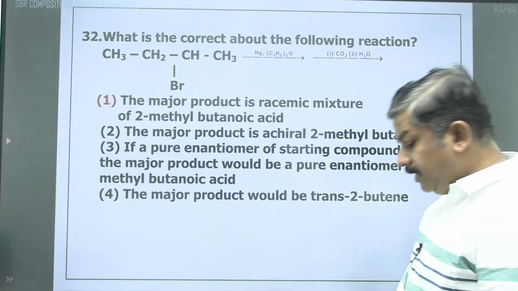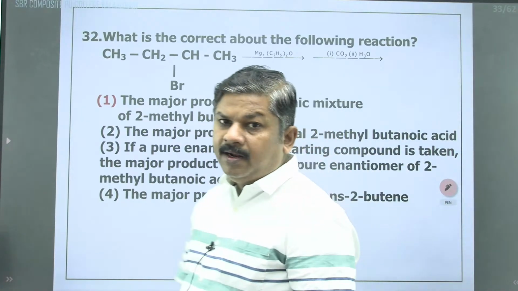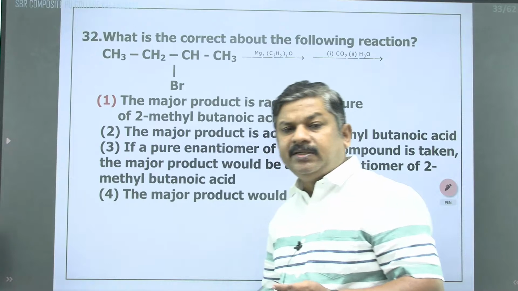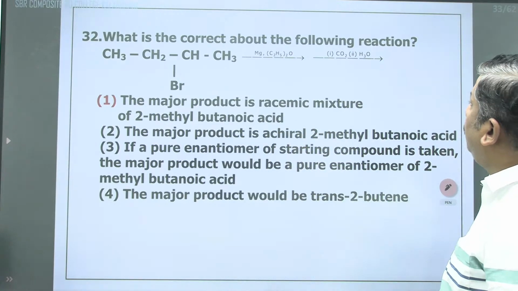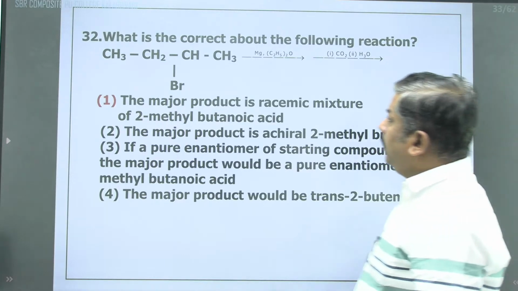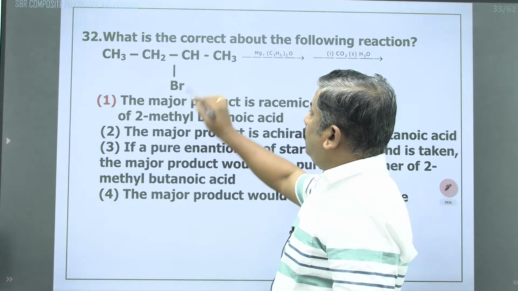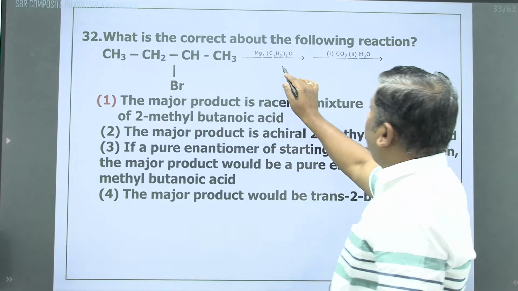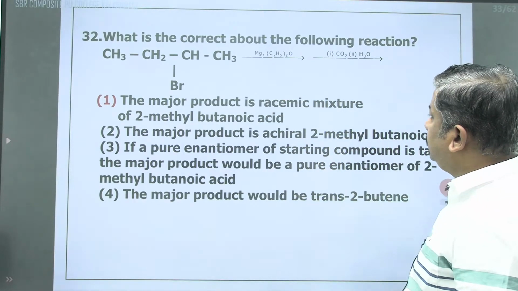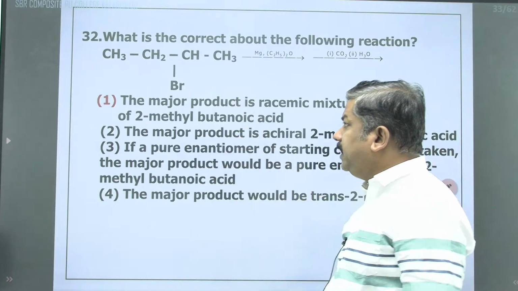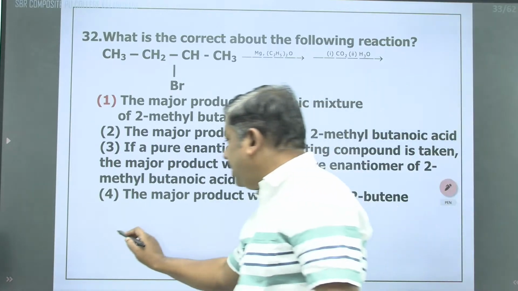Question number 32. These next questions are from the topic of carboxylic acids, that is organic chemistry. Question number 32. What is correct about the following reaction? When this compound, 2-bromobutane, is treated with magnesium ethoxide followed by carbon dioxide, and hydrolysis is carried out, which of the following is going to be correct here? First, we'll write the reaction here.